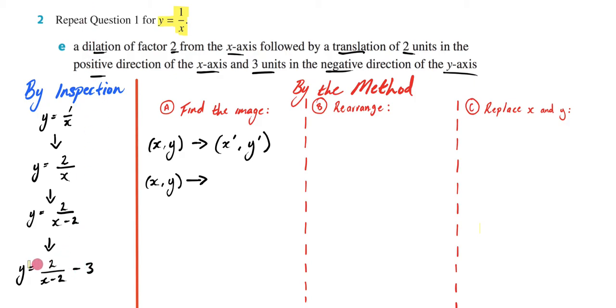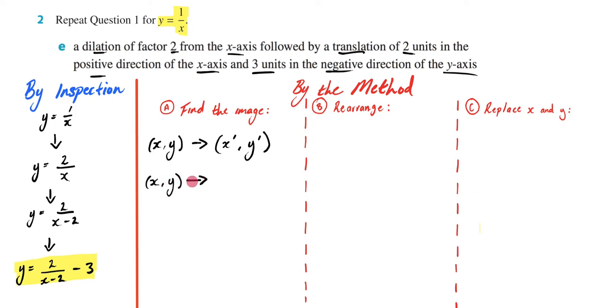So we have just answered the question by inspection, but now let's move on to the far more important thing, which is using our formal method to answer it. The first step is find the image. This is the image of the point. So here's our original point, which is going to lie somewhere on our original graph. Then we're going to apply a transformation and arrive at a new point, and we want to find what this is. So all I've done is just written the same thing down here.